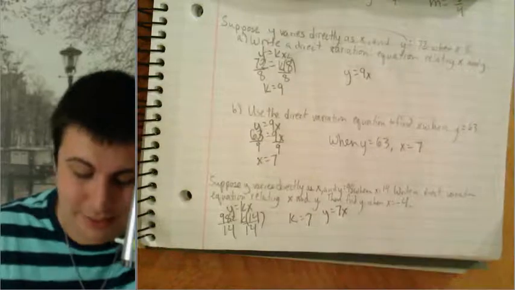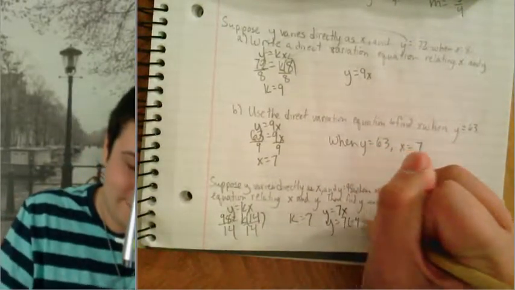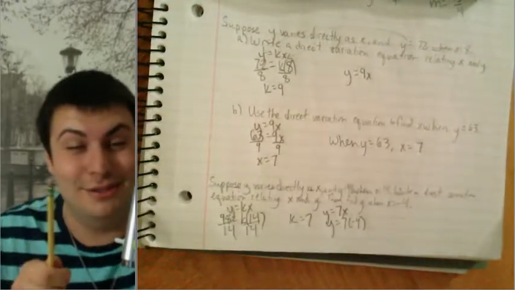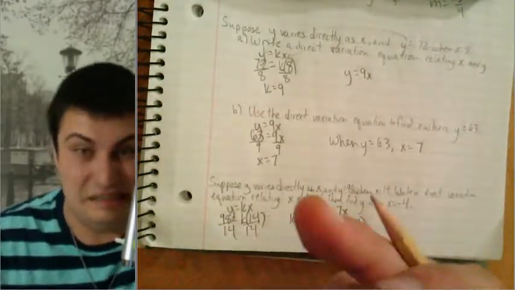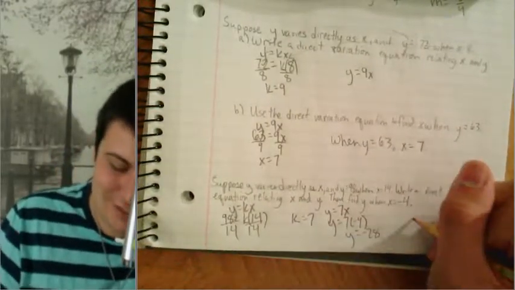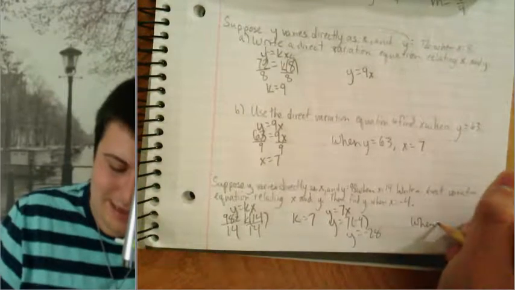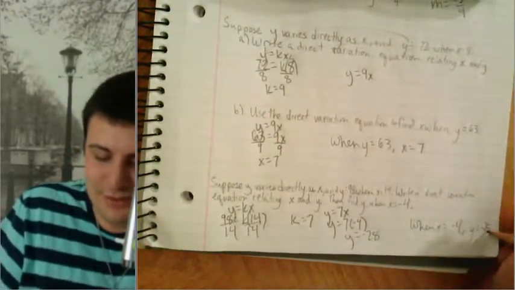Now we need to find y when x equals -4. So I'm going to take y equals 7 times -4. I guarantee you, though, I do know my 0s through 12s. But 14s, I don't know. So then y equals -28. So when x equals -4, y equals -28.